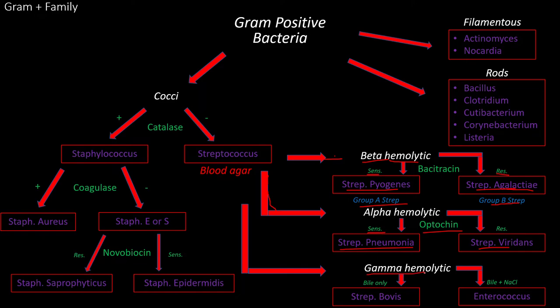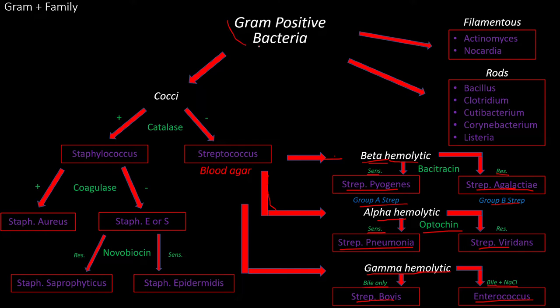And finally, gamma hemolytic. So I want to stress that beta hemolytic and alpha hemolytic are important to know. You'll come across them in so many questions. Gamma hemolytic, I'll be honest, is not that common. It's not that important to know, but it's still good to know. Strep bovis, I've never seen this in my life, honestly, but just good to know. It grows in bile only. Enterococcus causes some UTIs and some GI infections. This grows in bile and sodium chloride, okay? Are we good with this? Please read over the tree again, because I honestly think this is the easier tree. The gram-negative tree is a bit harder than this, okay?